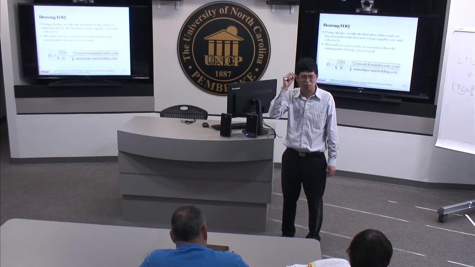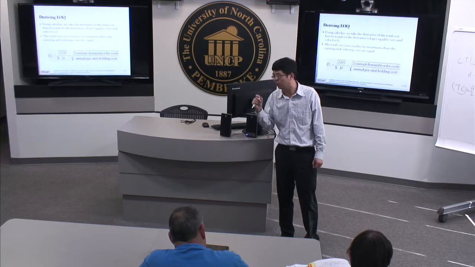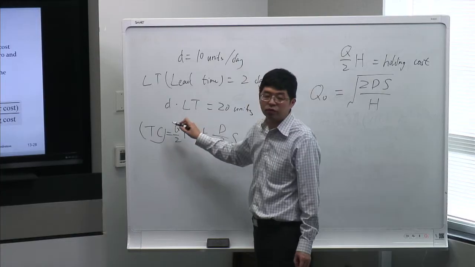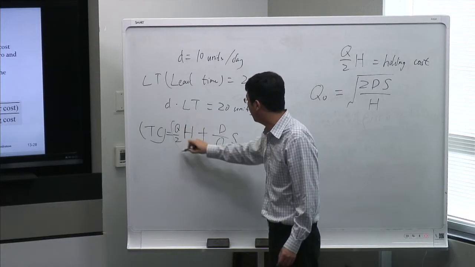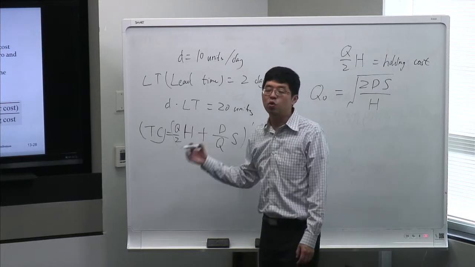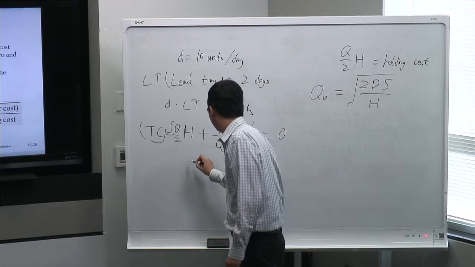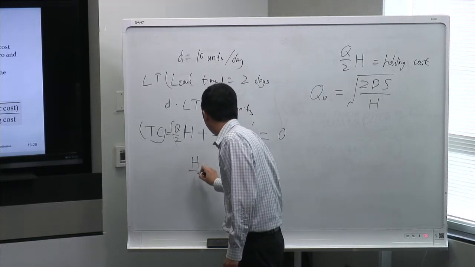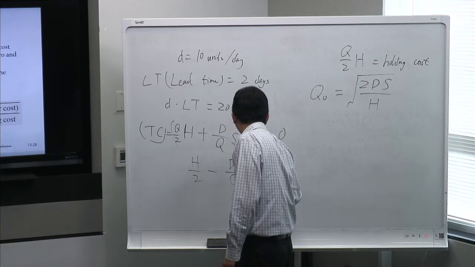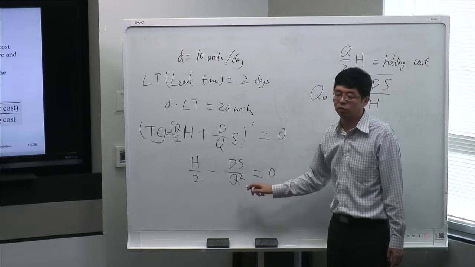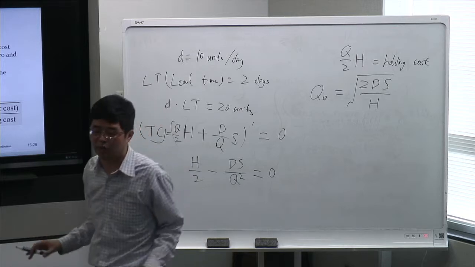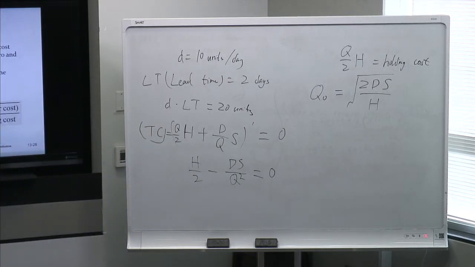Do you guys have some little impression about that? I believe your advanced calculus class has taught you. So basically you take the derivative of this function and set it equal to 0, and you solve this equation, you will get this solution. That is, the derivative is H over 2 minus DS divided by Q squared equal to 0. You solve this equation for Q, then you will get this one. You don't need to really understand this, but I just want to explain for students who are interested.